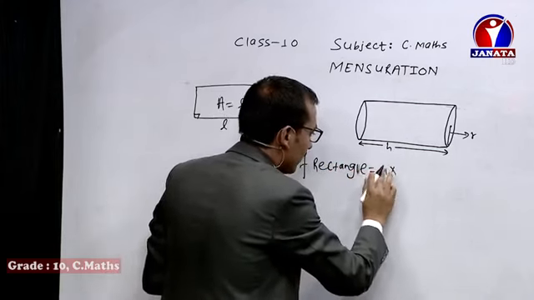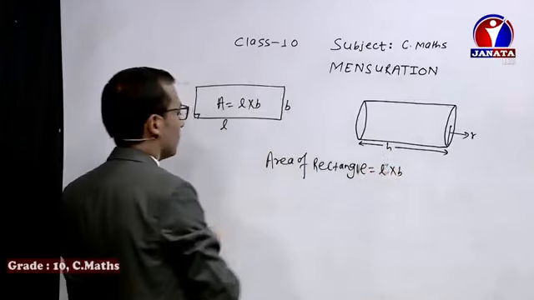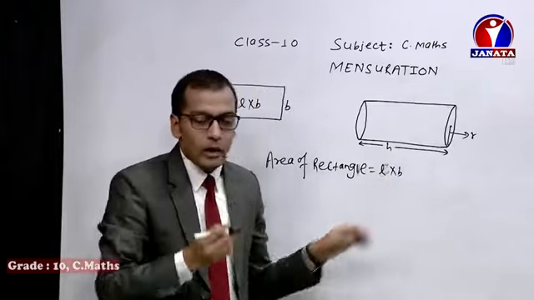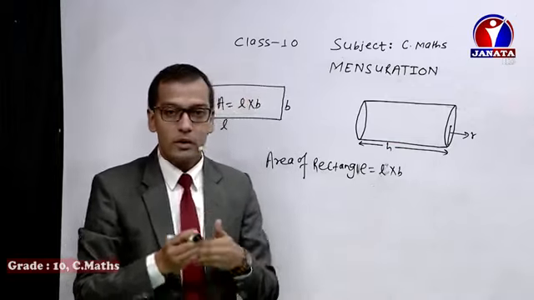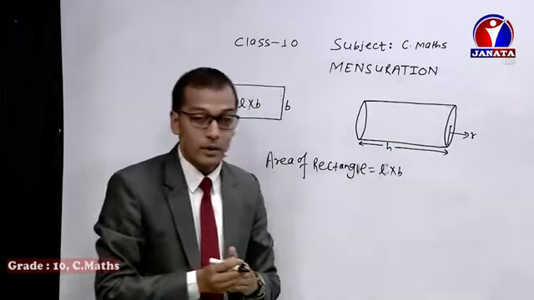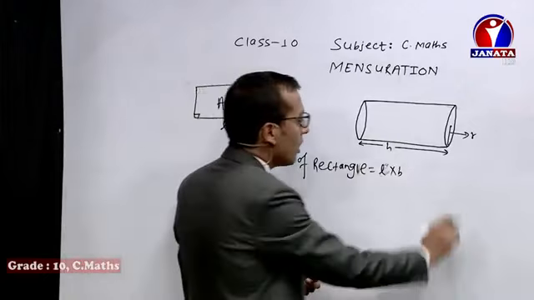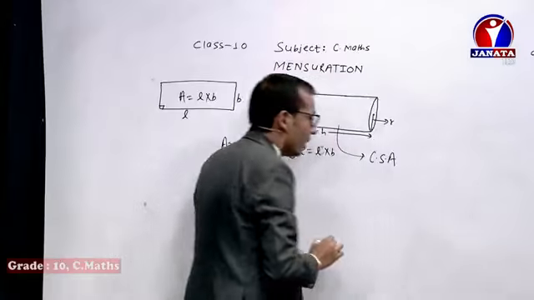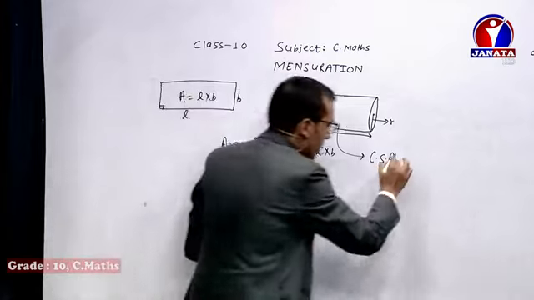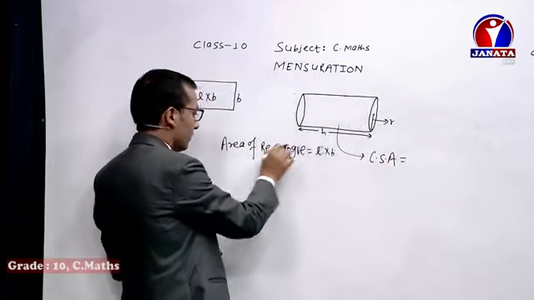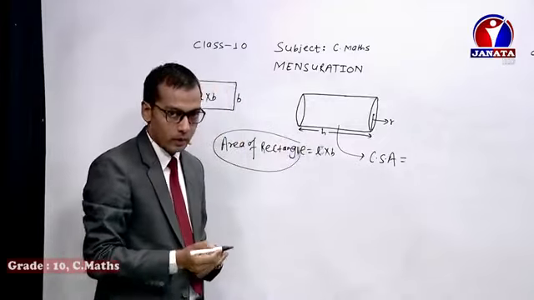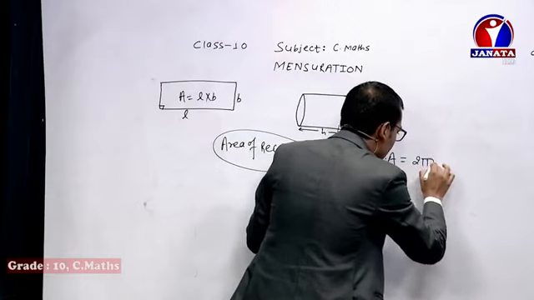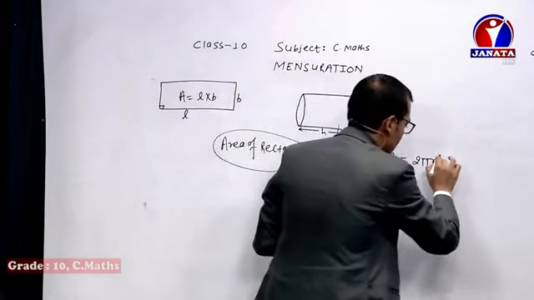Area of rectangle is, we know, L into B, L times B. Area of rectangle is length times breadth. After folding this, length becomes circumference and breadth becomes height. So what is the curved surface area of this cylinder? Curved surface area, we also say lateral surface. This is equal to the area of the rectangular sheet of paper. So L is circumference, which is 2 pi r, times b, which is height.